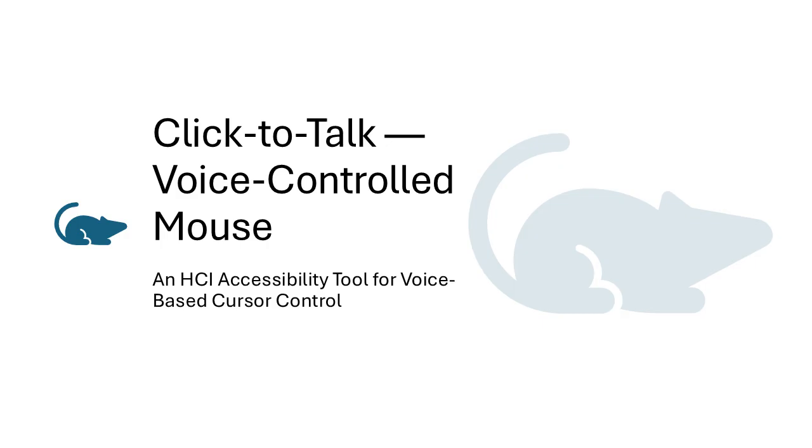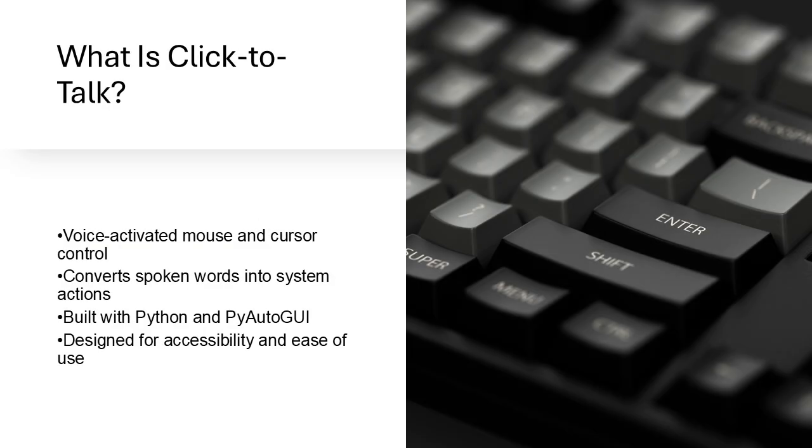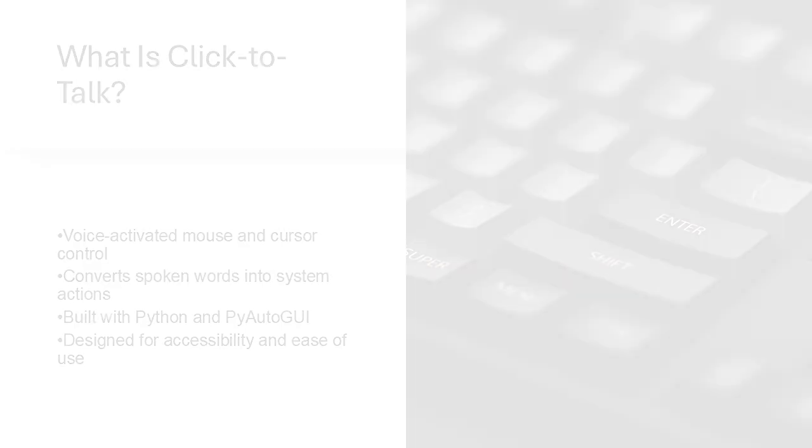The goal is to create an accessible, hands-free interface that assists users with limited mobility or those who prefer a voice-driven experience. Click-to-Talk is a Python-based accessibility tool that translates speech into mouse actions. The user can move the cursor, click, scroll, and even query the cursor's position, all by voice. It aims to enhance inclusivity by bridging the gap between speech and direct manipulation.